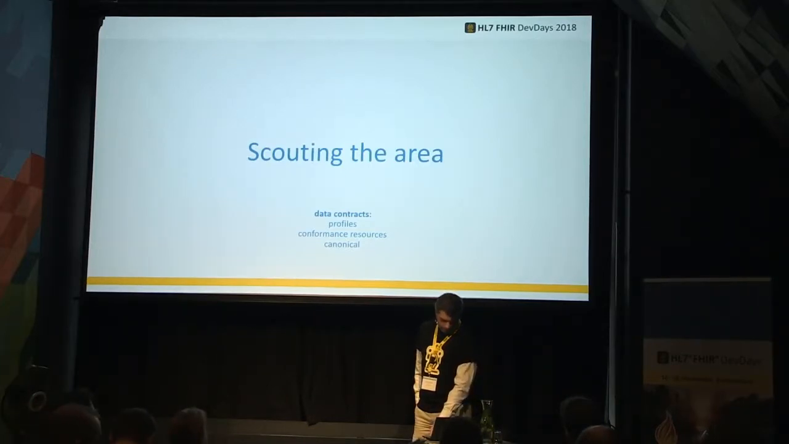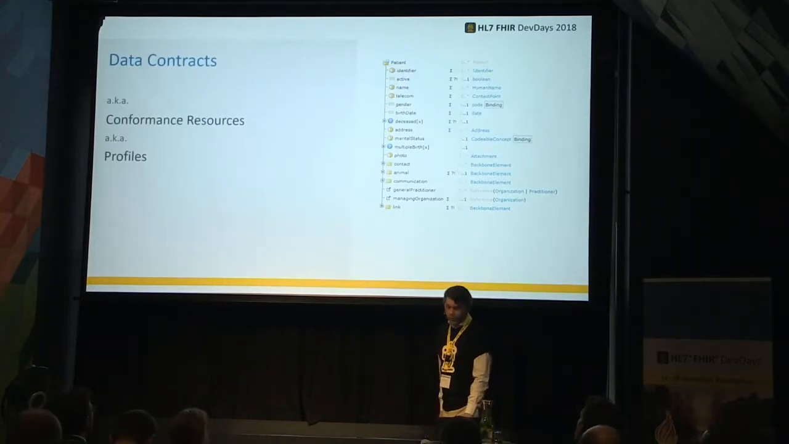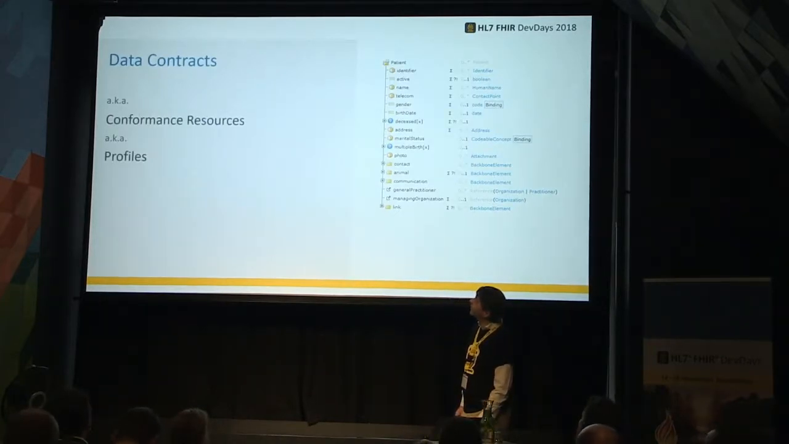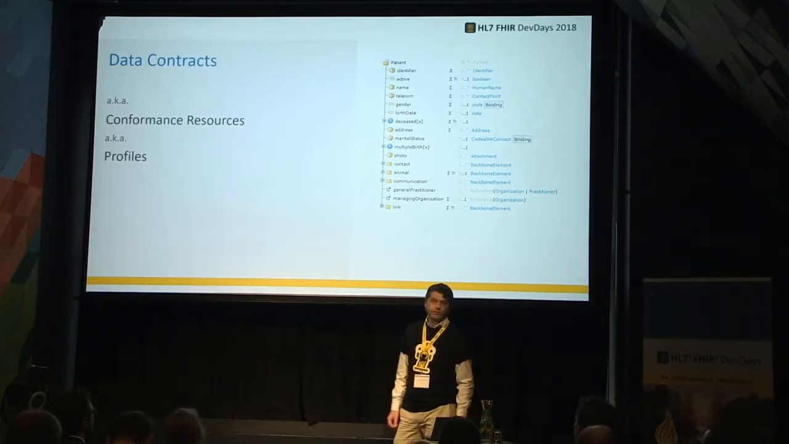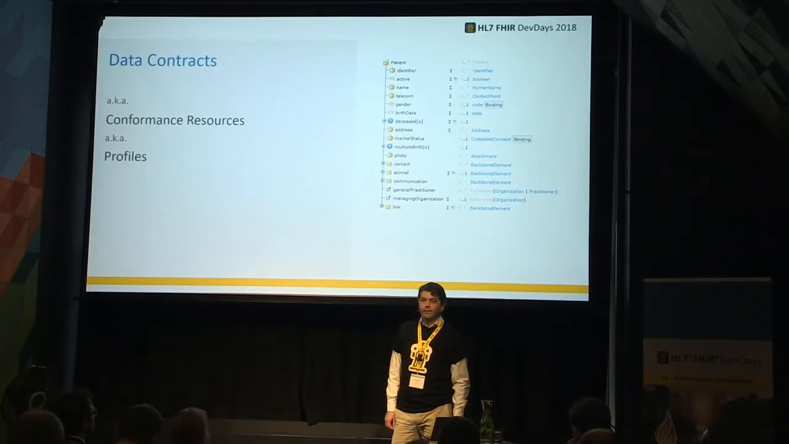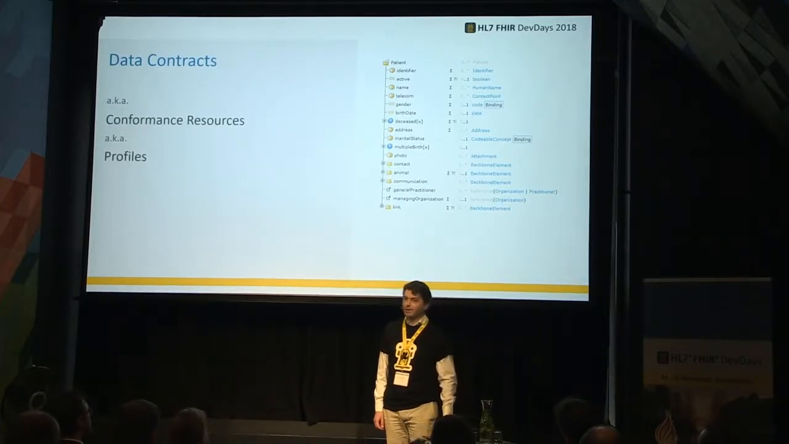The area that we're going to talk about is conformance resources, and I'll call them data contracts today, or conformance resources, or profiles. But people from HL7 version 3 have a completely different notion of what a profile is. And if you're at parties and you say to someone that you're doing something with profiles, then you don't have a good talk. You don't have something that people understand. So even if you get a nice conversation about IT at a party, it's better to talk about data contracts than about profiles.